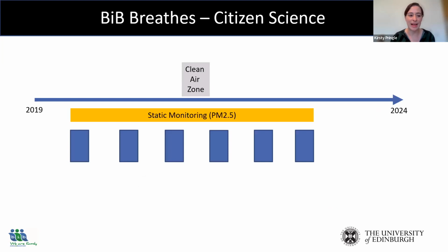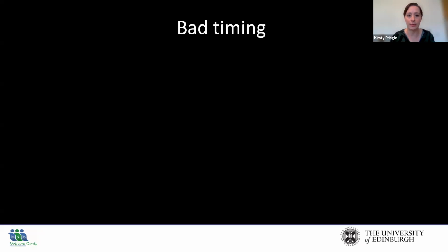This is just a little schematic, an approximate schematic of what we wanted to do. We had 6 intensive observation periods, 3 before the Clean Air Zone, 3 after, and then the static monitoring giving us a background concentration for the full time. Unfortunately for us, it was pretty bad timing in terms of COVID.